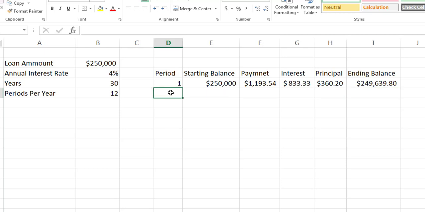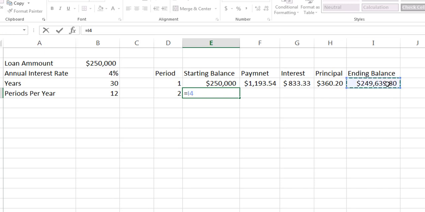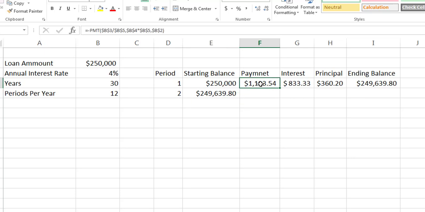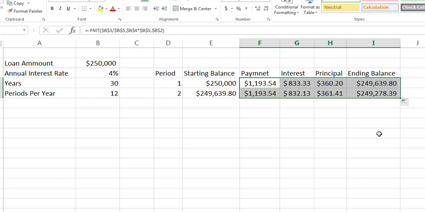So I'm going to look at period number 2. In cell D5, I'm going to type a 2 and then go over a cell, type an equal sign and click on the ending balance in the previous row, which is $249,000 and some change. And I press enter. Now I can copy the formulas in the payment, interest, principal, and ending balance columns. So I click on cell F4, hold the mouse down, drag over to the right, let go of the mouse, then move the cursor to the lower right-hand corner of the highlighted area, click and drag down, and things should begin to work themselves out just fine.